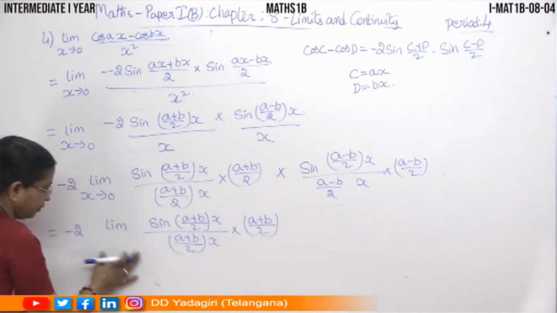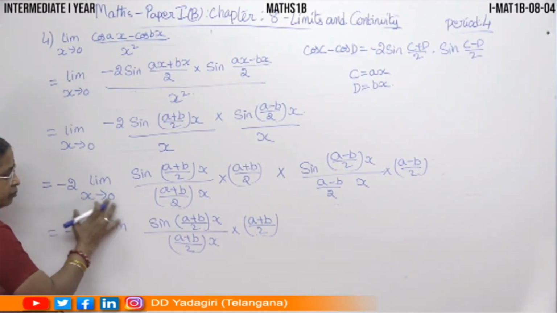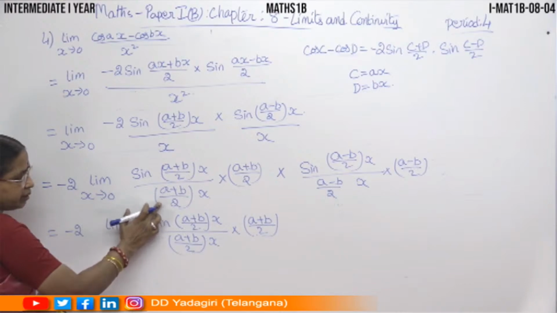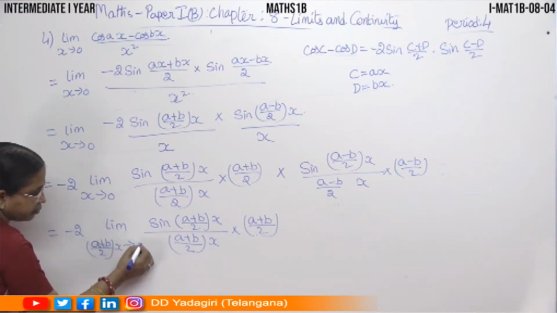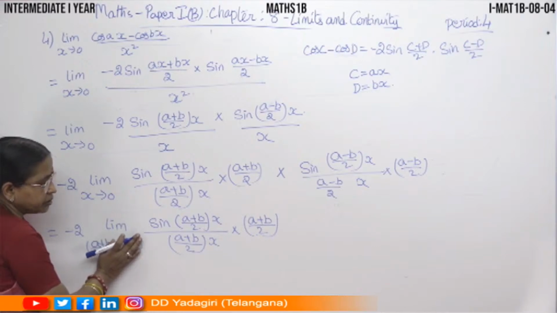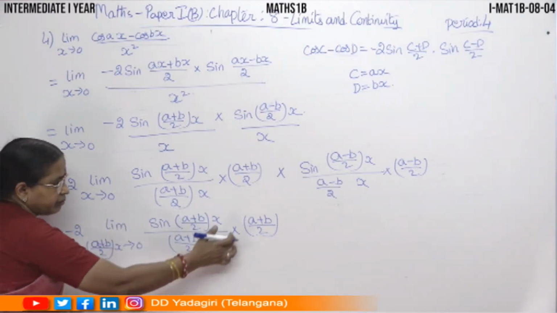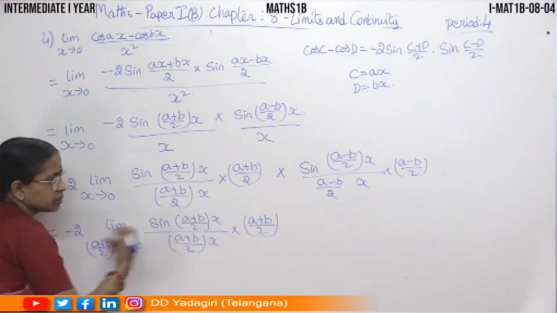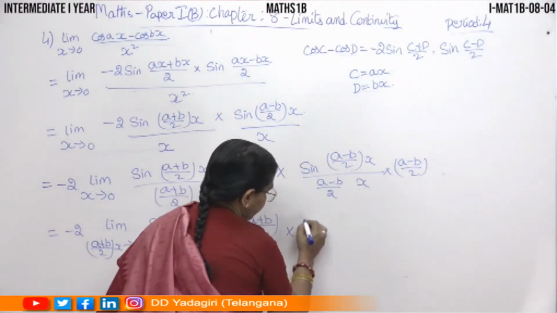And then here, as x tends to 0, when you multiply on both sides by (a plus b) by 2, you will get (a plus b) by 2 into x also tends to 0. So now this is in the form limit theta tending to 0 of sine theta by theta. This limit will be equal to 1. This is a constant, we can write it outside. Now in the same way we'll write the limit for this separately.